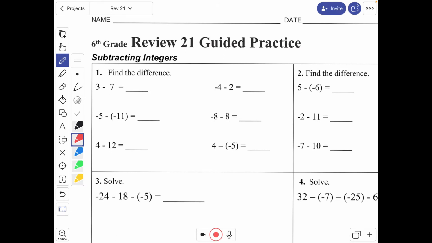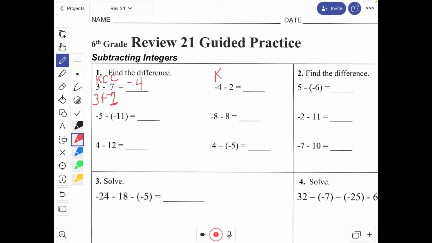Let's look at your worksheet now. Review 21, guided practice. Number 1. And you are going to write keep, change. So we're going to keep the 3, change to addition, and that's a +7, so we want to make it -7. Now they don't have the same signs. Different signs subtract. So 7 minus 3 makes 4, and then we take the sign of the higher, so it's -4.